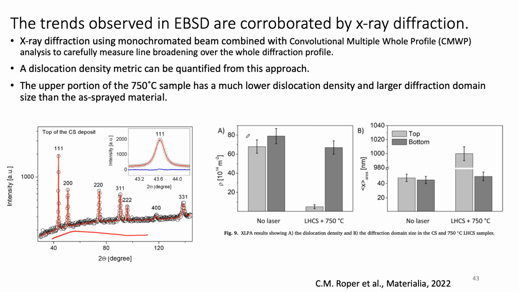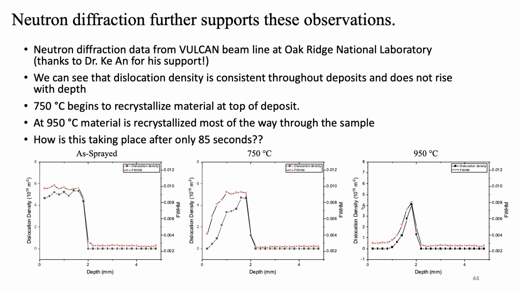And here you can see that we have a high dislocation density in the cold spray material where we're not using a laser. And then you see that the top half of the material after a 750 degrees C laser heat treatment definitely has a much lower dislocation content, but the bottom half still, there's actually no discernible difference with the cold spray material, right? You also see a change in the diffraction domain size, which for the sake of time, I'm not going to go into today. We also have been doing neutron diffraction at Oak Ridge National Laboratory to further corroborate and get a larger volume of sampling, right?